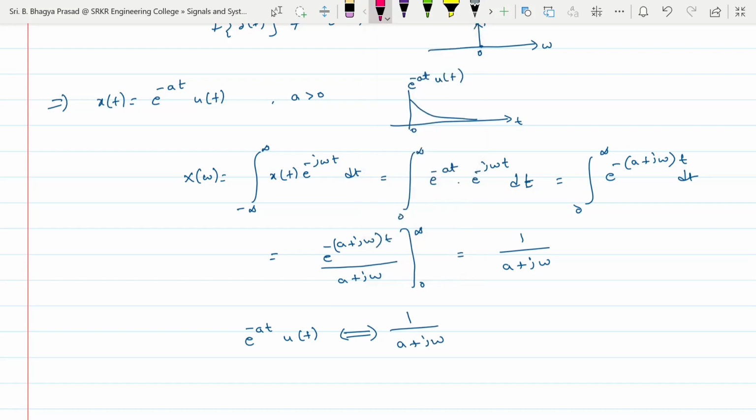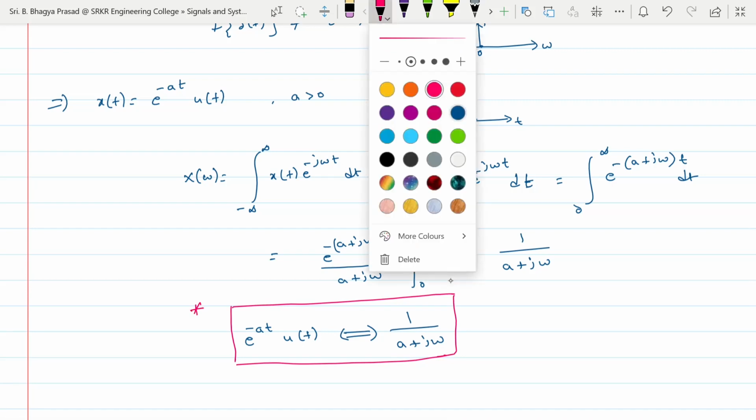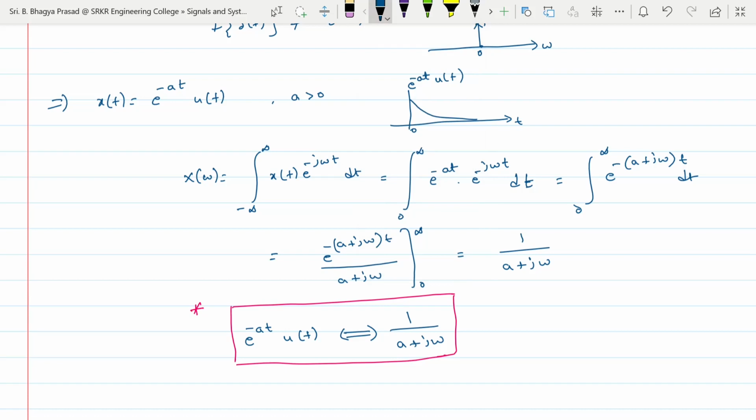Let us represent all these standard transform pairs specifically. So we use these things. So this one is e power minus at u of t.